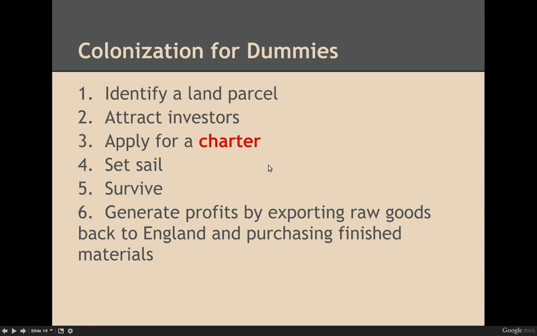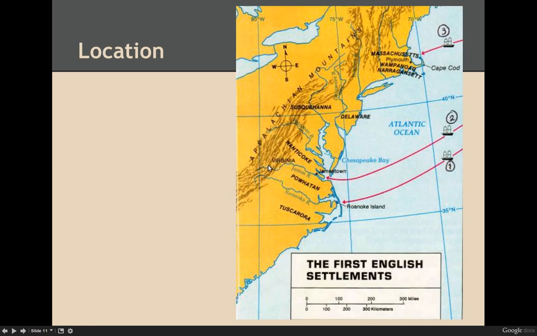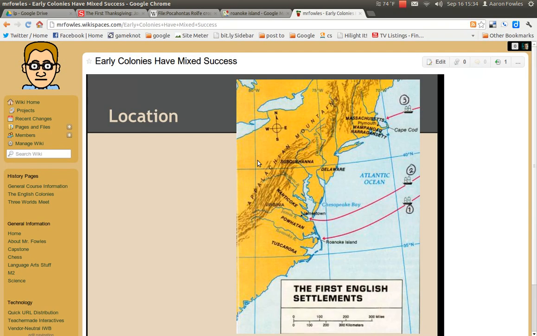Then you have to survive, which, as we will find out, was problematic. Well, we found that out from Roanoke. It's hard to survive in a new country where you don't know how to survive. And then you generate profits for England, for the people who granted you your charter. In exchange for that, maybe you can make some money on the side, but you are still quite limited by the English throne.